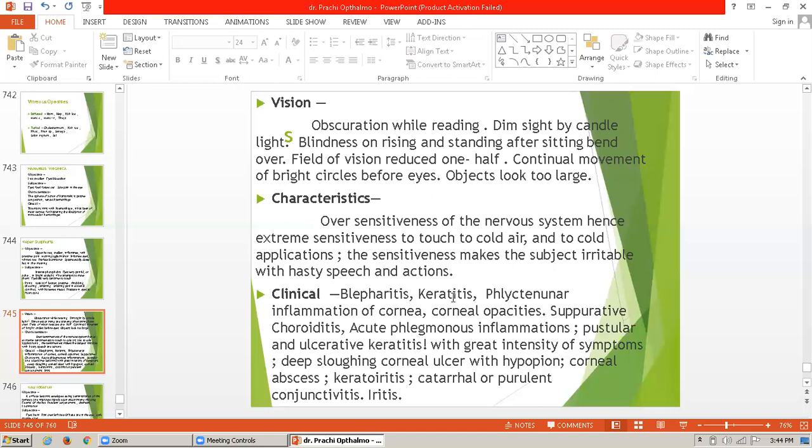Blepharitis, keratitis, phlyctenular inflammation of the cornea, corneal opacities, suppurative choroiditis, and acute phlegmonous inflammation with pustular and ulcerative keratitis, with great intensity of the symptoms, abscess, keratoiritis, cataract or purulent conjunctivitis, and iritis are used.